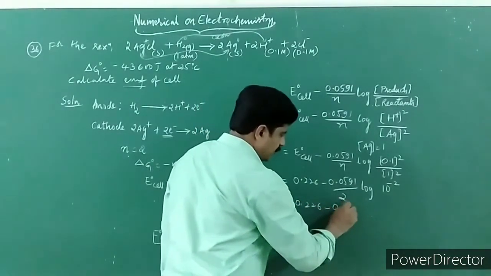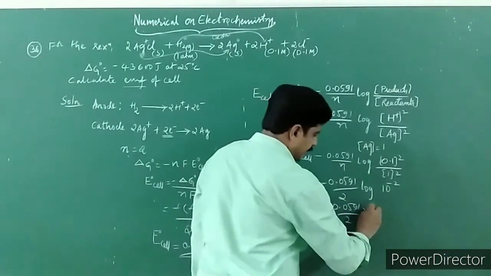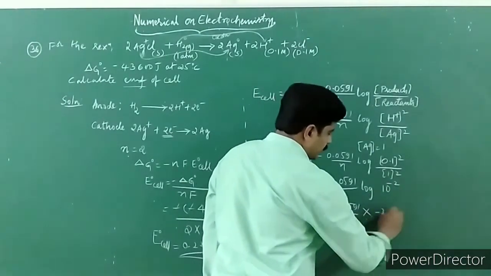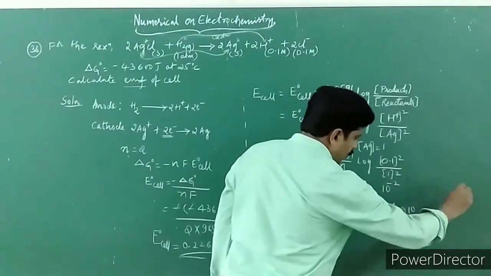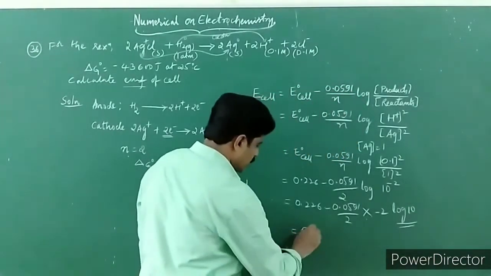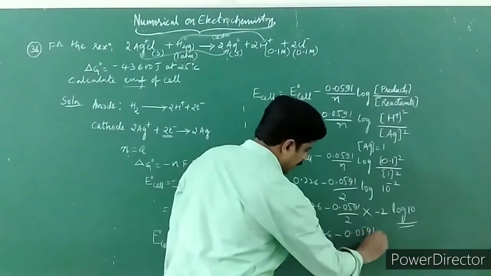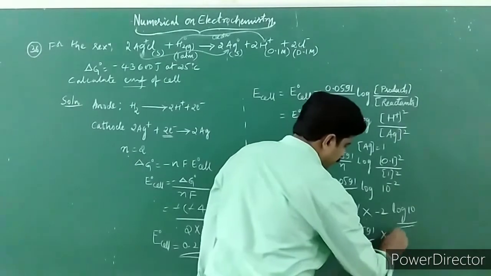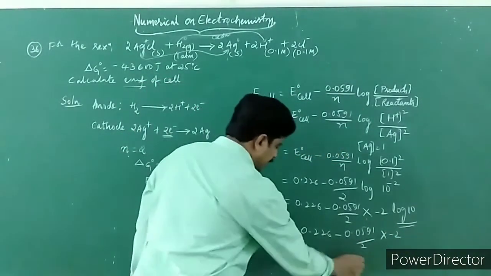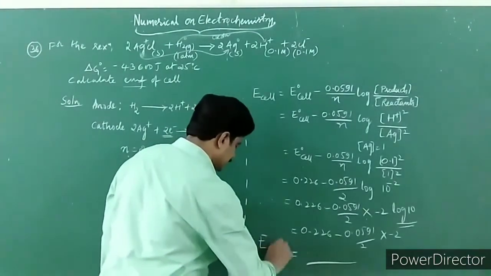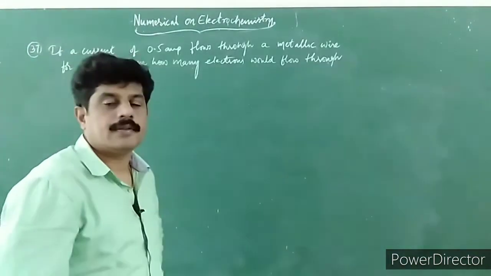So what do I do? 0.226 minus 0.0591 upon 2. Now this I will take as minus 2 into log 10. Children, log 10 is equal to 1. So what do I do? 0.226 minus 0.0591 upon 2 into minus 2. Children, if you simplify, we are going to get the E cell value. You simplify and find out the answer for that.